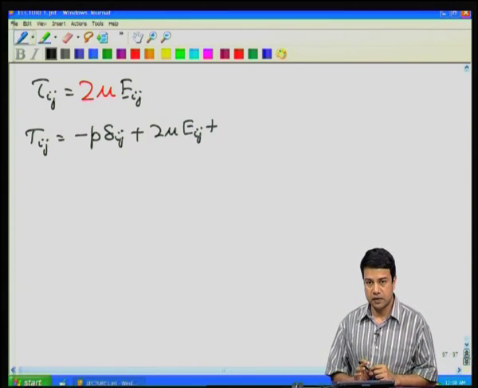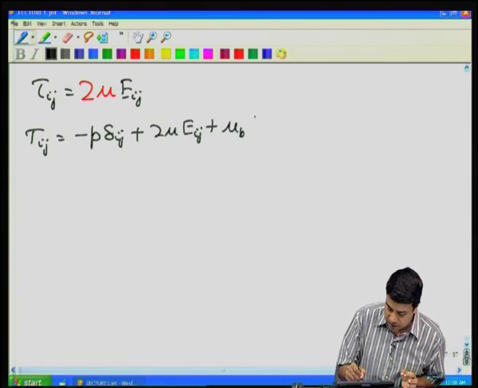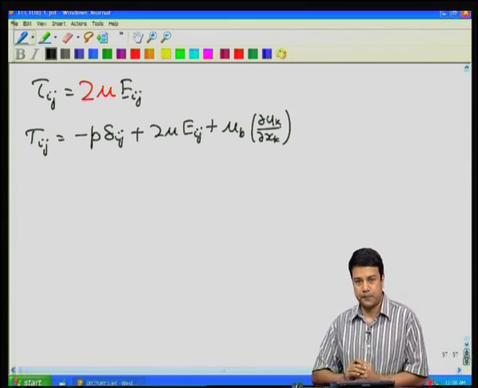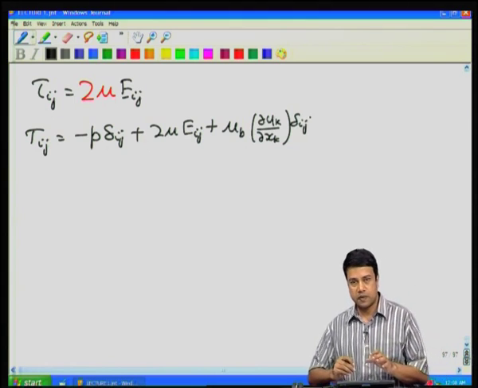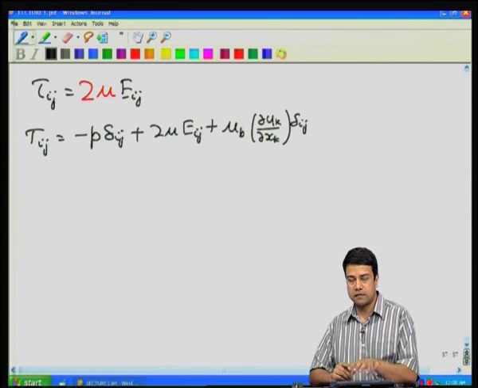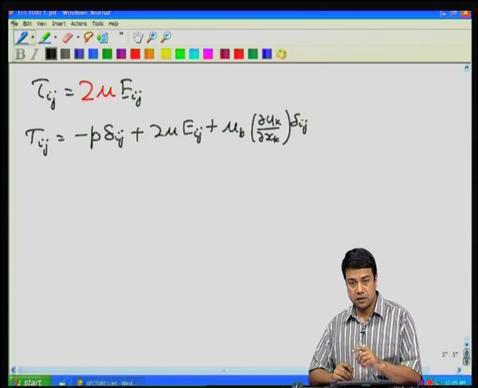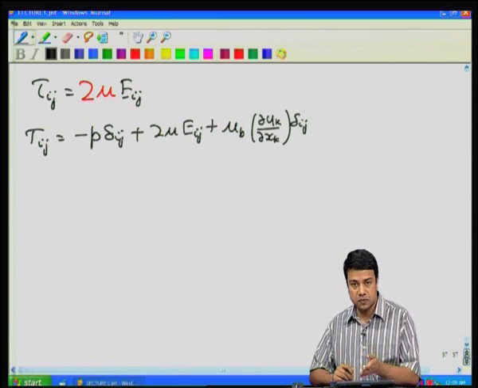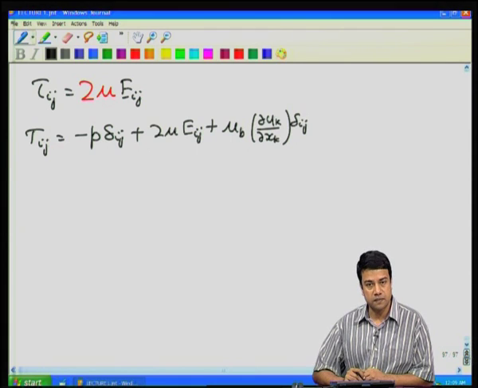And in general, you could also have a contribution to the stress due to radial expansion or compression. That would be the bulk viscosity times partial uk by partial xk, times delta ij. In other words, the isotropic part could be the pressure plus a contribution due to the rate of deformation tensor. That isotropic contribution, if it has to be linear in the rate of deformation tensor, should be proportional only to the isotropic part of the rate of deformation tensor. So, this is the complete expression for the stress tensor for a Newtonian fluid.